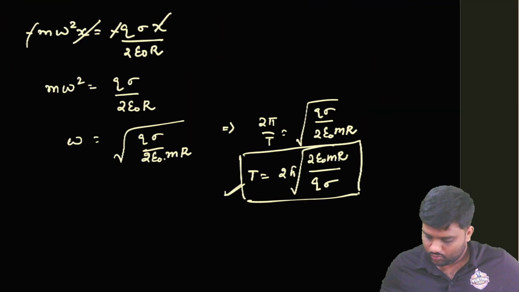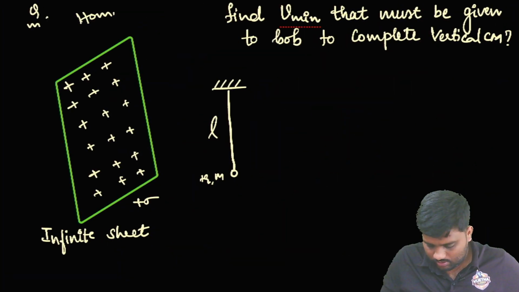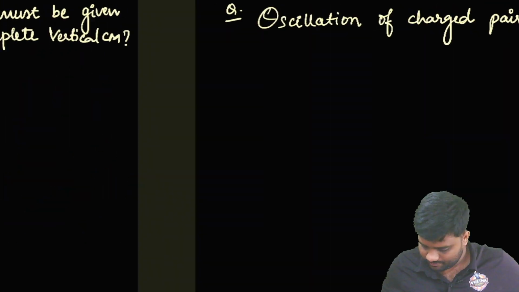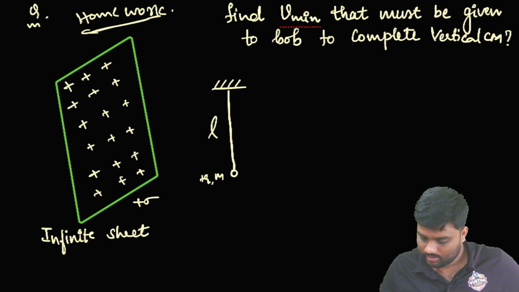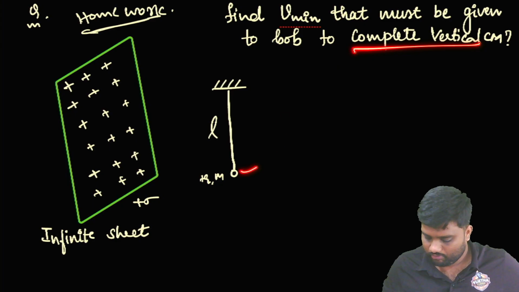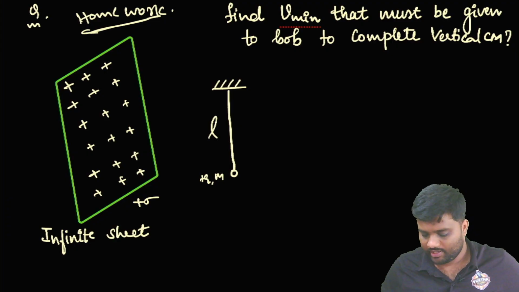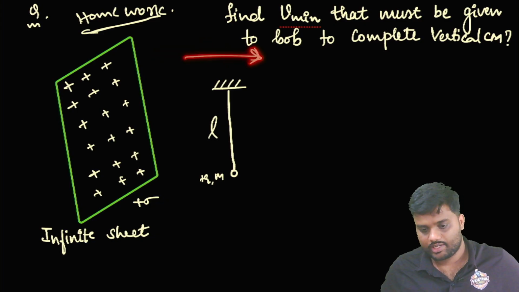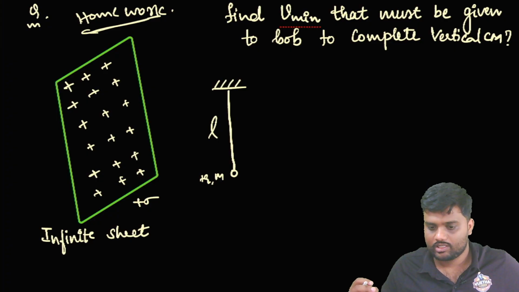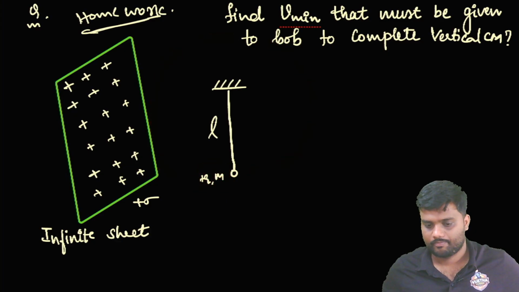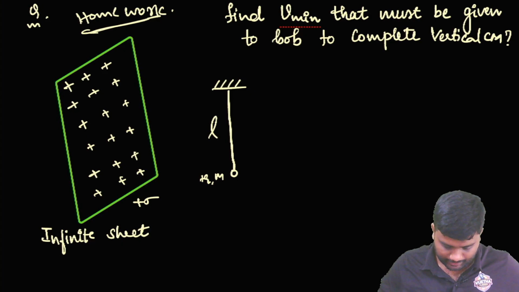Okay, now you try this as a homework. Tomorrow, in the next class, we will discuss. Find the minimum velocity that must be given to this bob to complete vertical circular motion. You are having what? An infinite sheet. The infinite sheet is providing the electric field in this direction. So what should be the minimum velocity that must be given to this bob so that it will complete the vertical circular motion? You find out.